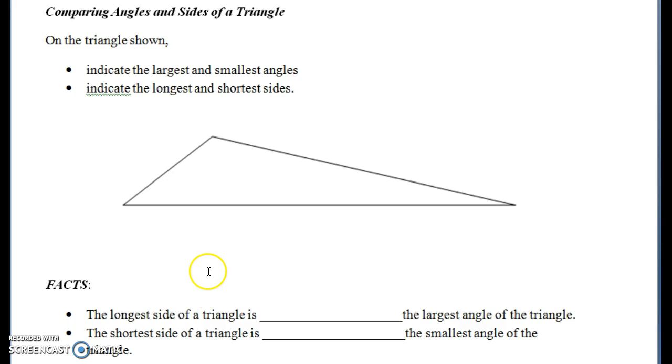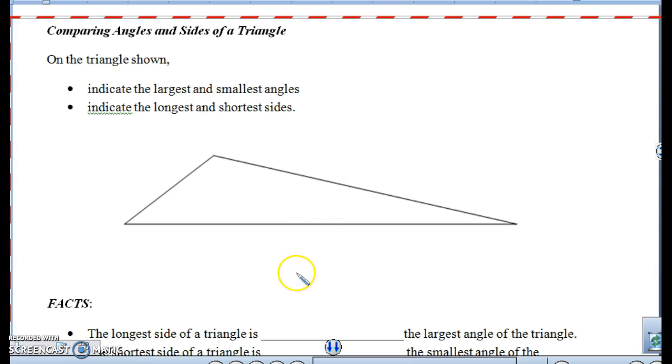Okay, we can also look at the sides and angles of a triangle and do comparisons between them. On the triangle shown, what is the largest and smallest angle of this triangle? Well, just by looking at this, this would be the largest angle, and this is the smallest angle. Just by looking at it, we can figure that out. Now, what is the longest and shortest side of this triangle? Well, the shortest side would be over here, and the longest would be over here.